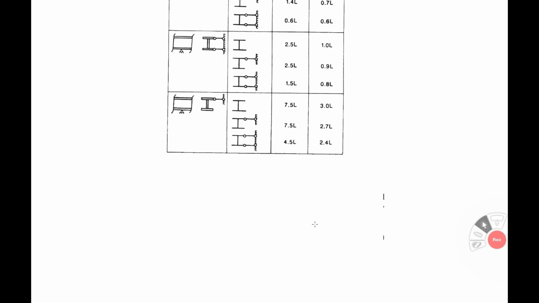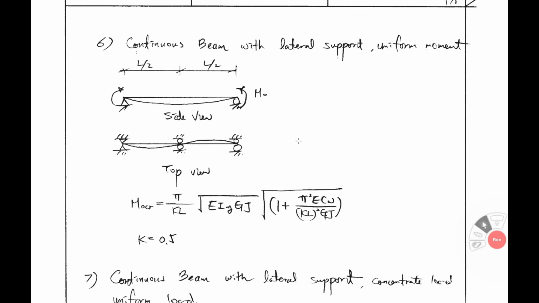Let's look at 5.5. Distributed loading case A and B. Concentric loading case and midspan A and B. Let's look at this one.